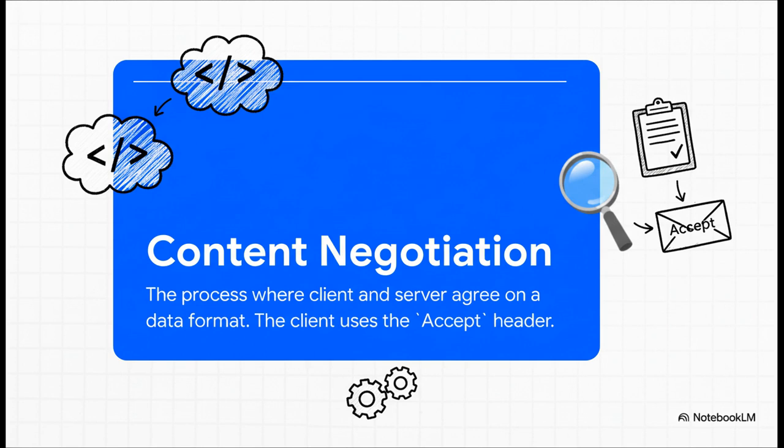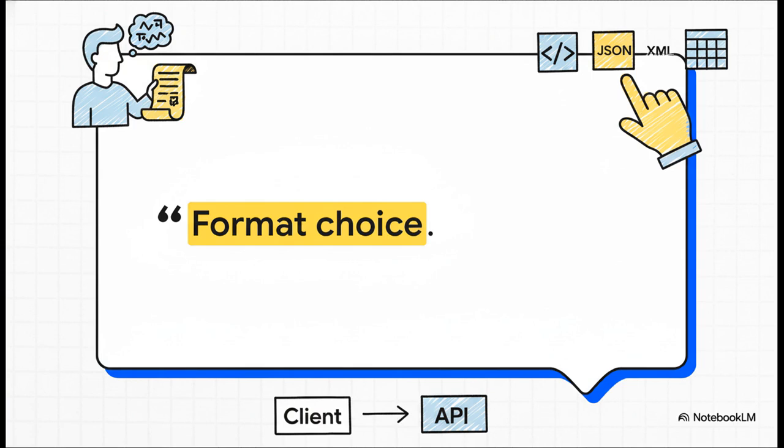Maybe one app that uses your API wants JSON, but another, older app needs XML. No problem. The client just puts a little note in the Accept header saying, "I'd like JSON, please," and Spring takes care of the rest. It's that easy. The memory hook: format choice. The client gets to choose the format.